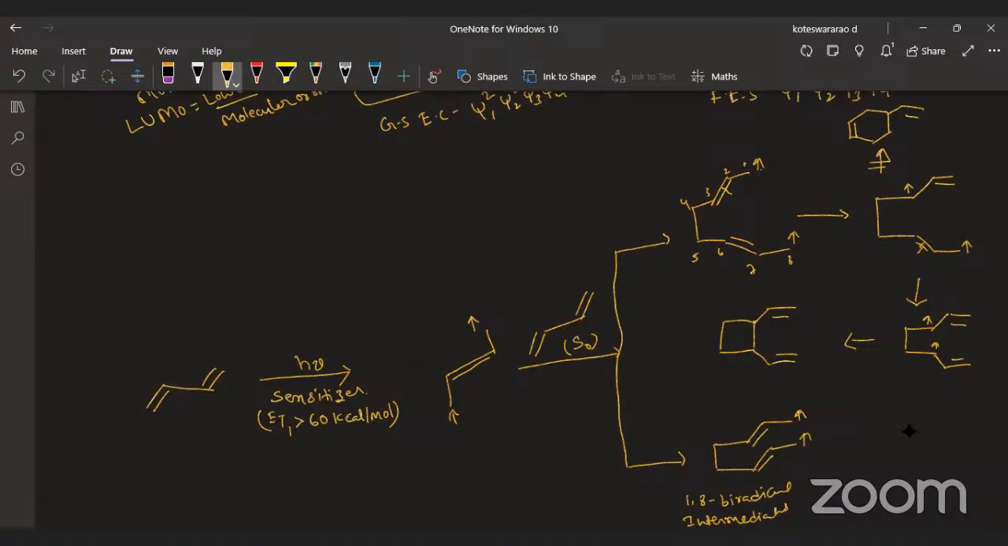This is the trans product here, trans 1,2-divinyl cyclobutane, is the one product.